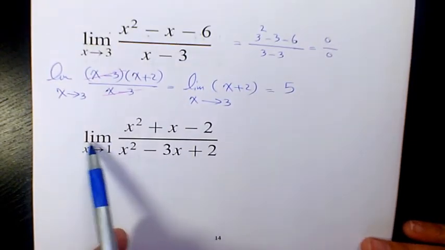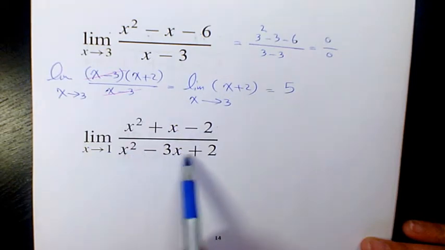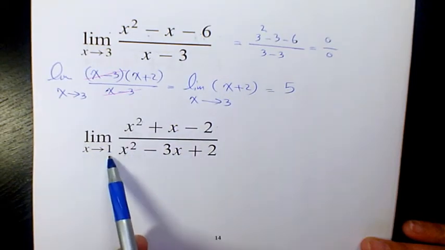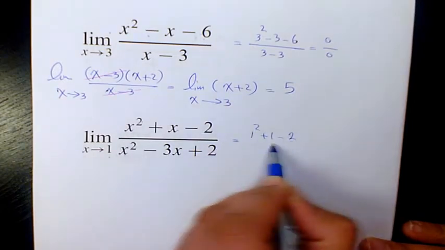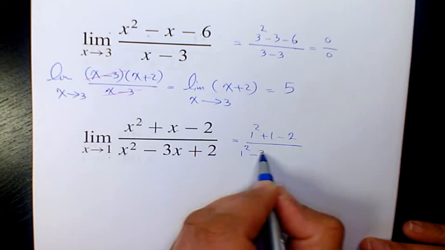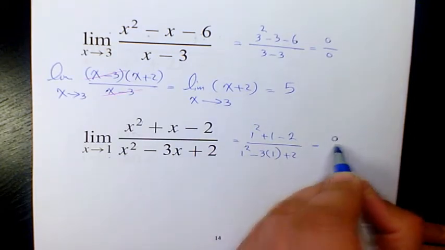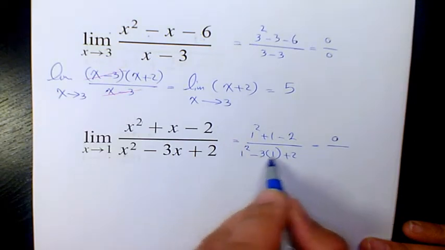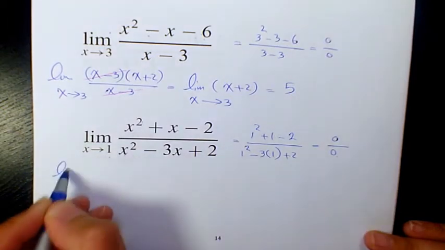Then next one, limit of x squared plus x minus 2 divided by x squared minus 3x plus 2 when x approaches 1. So it's going to be 1 squared plus 1 minus 2 divided by 1 squared minus 3 times 1 plus 2. It's going to be 2 minus 2, 0. This one is 1 minus 3 plus 2, which is going to be 0 as well. So what should we do? Let's factor it. Factor both numerator and denominator.